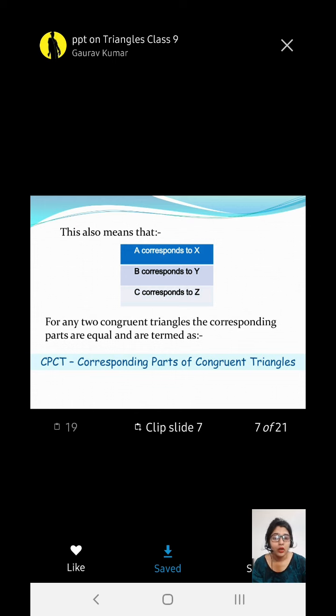We should also learn one thing: for any two congruent triangles, the corresponding parts are equal. This means if two triangles are congruent, the corresponding parts of the two triangles will also be equal. We term this condition CPCT. The full form of CPCT is corresponding parts of congruent triangles.